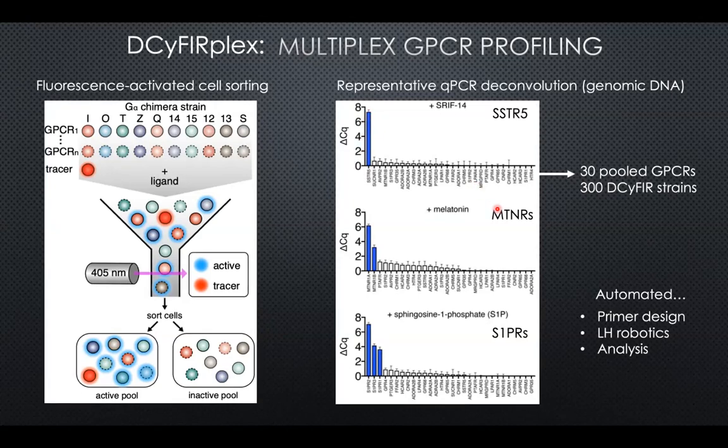Likewise, when we treat with melatonin, we pull back the 2 melatonin receptors. When we treat with sphingosine 1-phosphate, we pull back the sphingosine 1-phosphate receptors. And I'd like to point out that this process is very highly automated. Computationally, the primers were designed. It's tricky, but we know what we're doing, and it's very slick and robust. And all of this is handled by liquid handling robotics. So it's really high throughput, a lot of repeats, N is high. It's a really nice method.